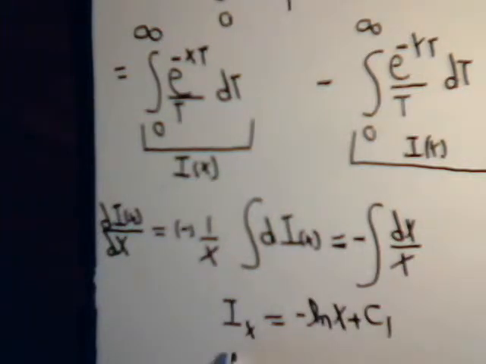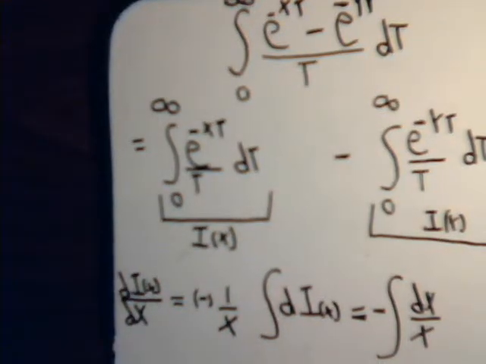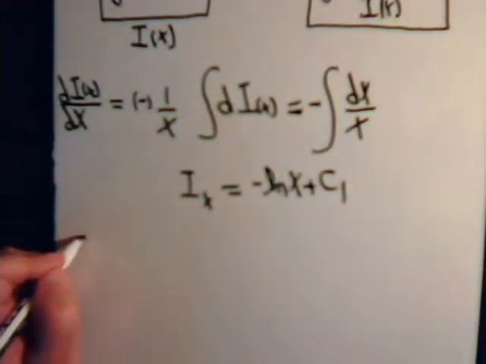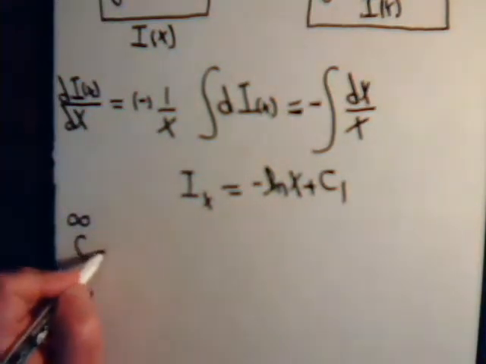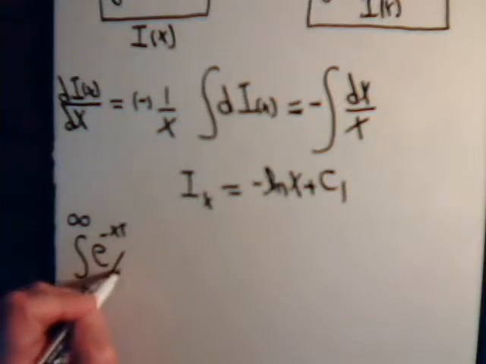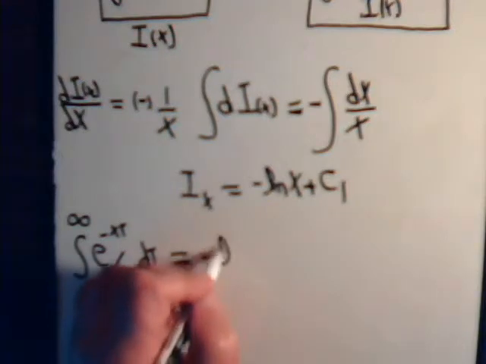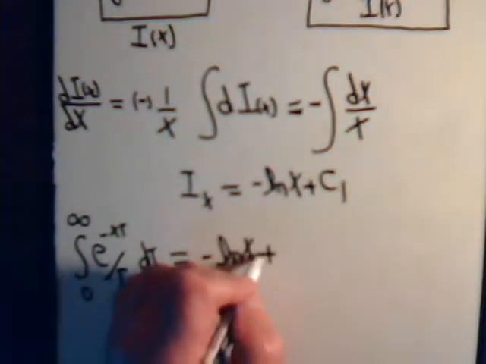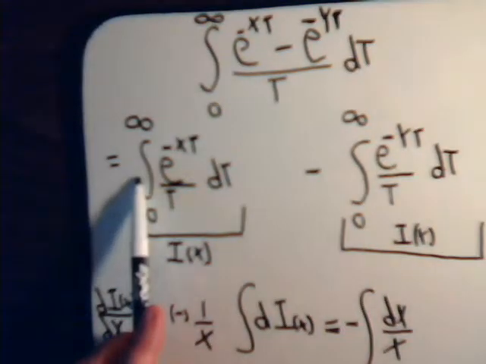But what is I of x? It's this integral. So what we've established so far is that the first integral, 0 to infinity, of e to the minus xt divided by t dt equals minus the natural log of x plus an arbitrary constant of integration. So this is what we have for this integral.